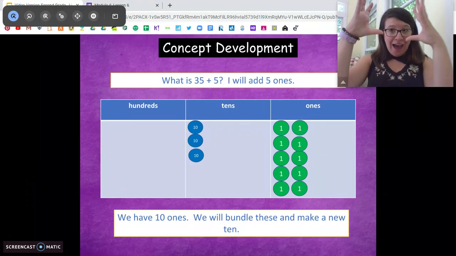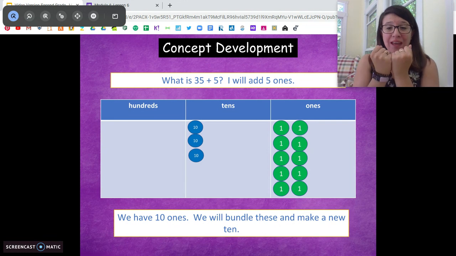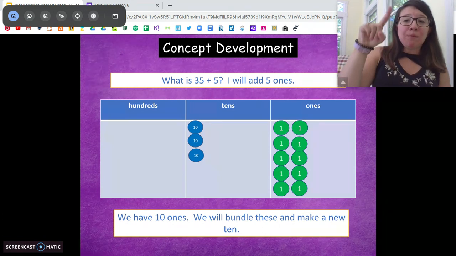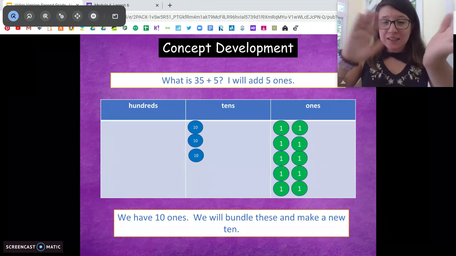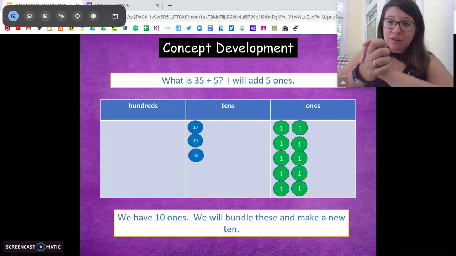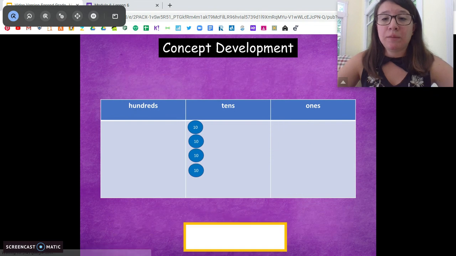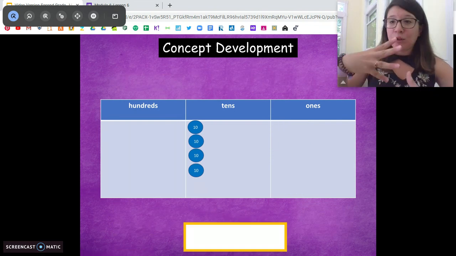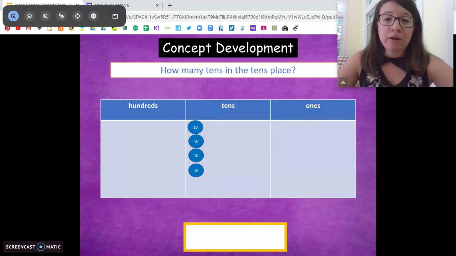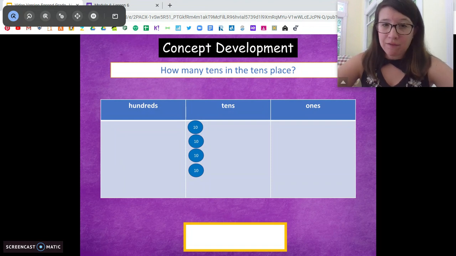Very good. I have 10 ones, so I can bundle those together, clear them off my board, and move them to the tens place. I can clear off those 10 ones, bundle them, say bye-bye 10 ones, and put another 10 in my tens column. So ones are gone. I'm moving a 10 over. So how many tens do I have now?